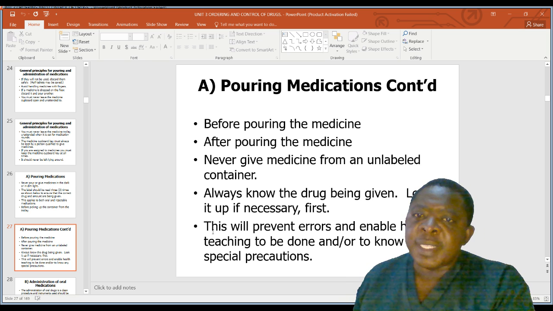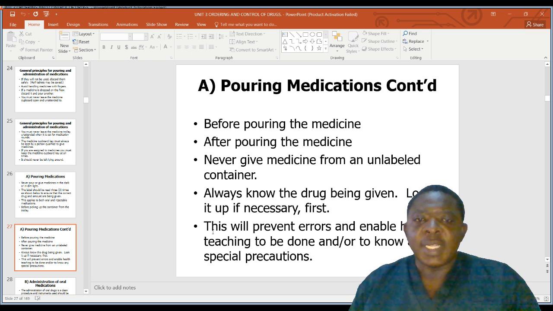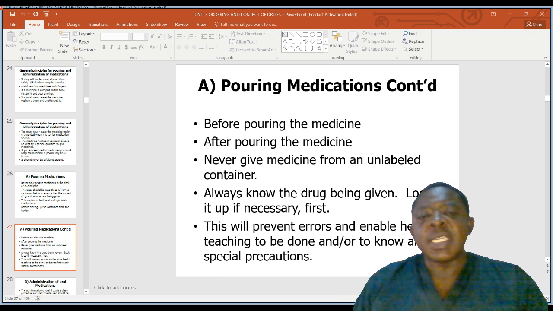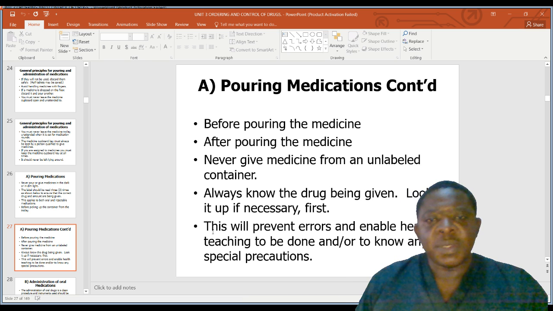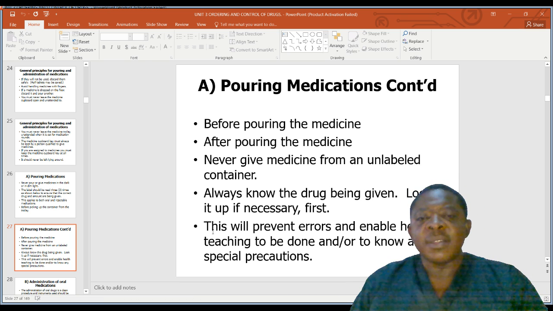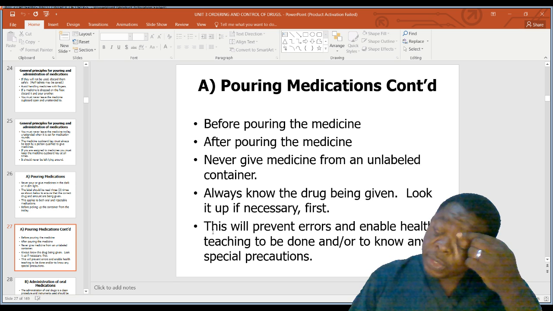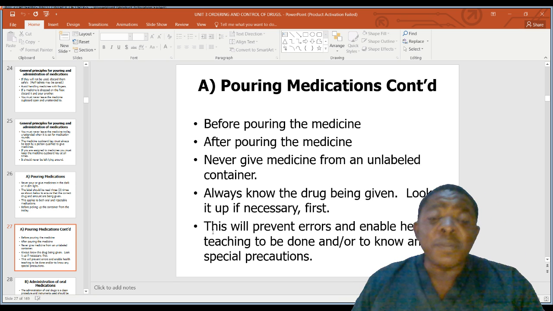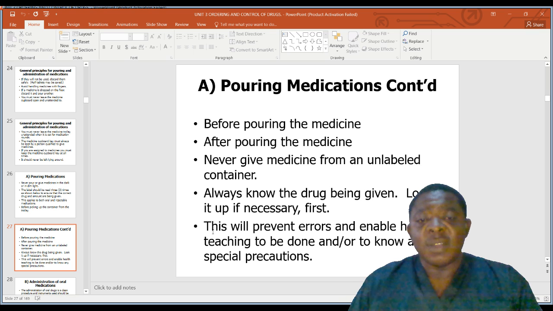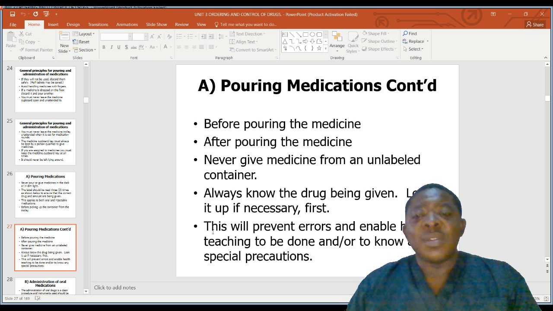Never give medicine from an unlabeled container. We have also mentioned this in another part of the notes within this lesson. You can never be sure, despite knowing the shape of the drugs and the like. That does not count. Always know the drug you are giving. Look it up if necessary.